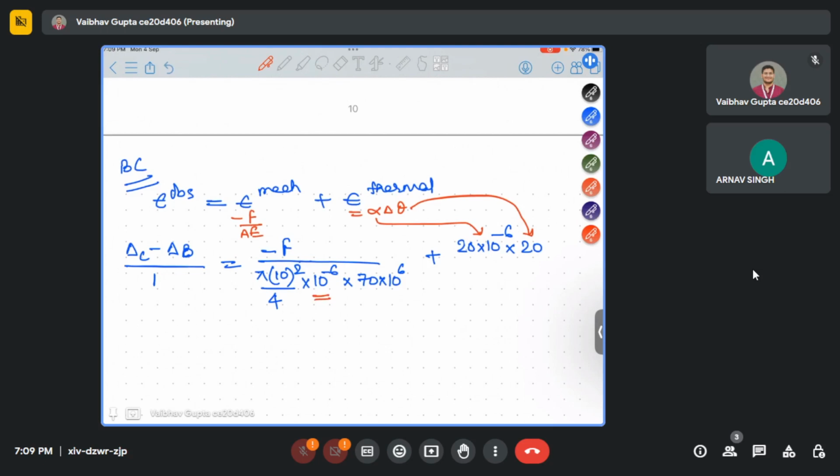E is given as 70 GPa, which is equal to 70 into 10 to the power 9 Pa, that is Newton per meter square. Since force is given in kilonewton, we write it as 10 to the power 6 kilonewton per meter square. That's why we wrote 70 into 10 to the power 6.